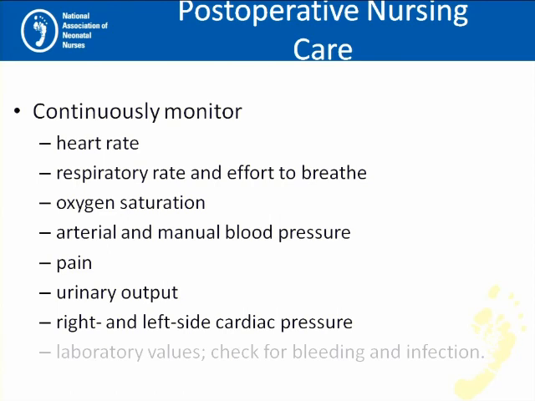Right side pressures are useful for monitoring pulmonic stenosis and tetralogy of Fallot. Increasing values are seen with right ventricular overload, pulmonary hypertension, tricuspid regurgitation, and cardiac tamponade. Left-sided pressures are used to monitor for ventricular function and pulmonary shunting. Monitor for bleeding, infection, and electrolyte imbalances.